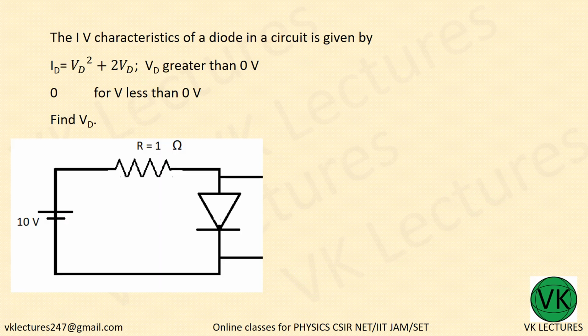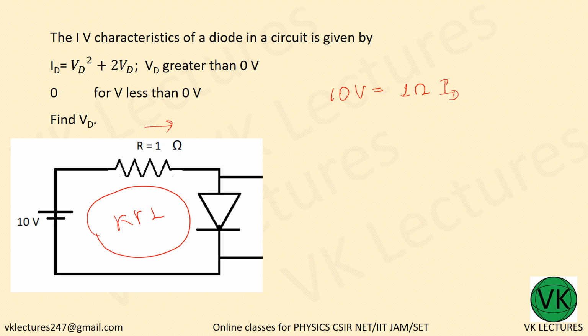Now here whatever I know is Kirchhoff voltage law, I am just applying it. 10 volt is equal to 1 kilo ohm into ID, that is the current passing through the resistor. The same current will be passing through this diode also, that is why I used ID, plus whatever voltage is developed across this diode, VD. Now I can write this as ID plus VD minus 10 volt equal to 0.